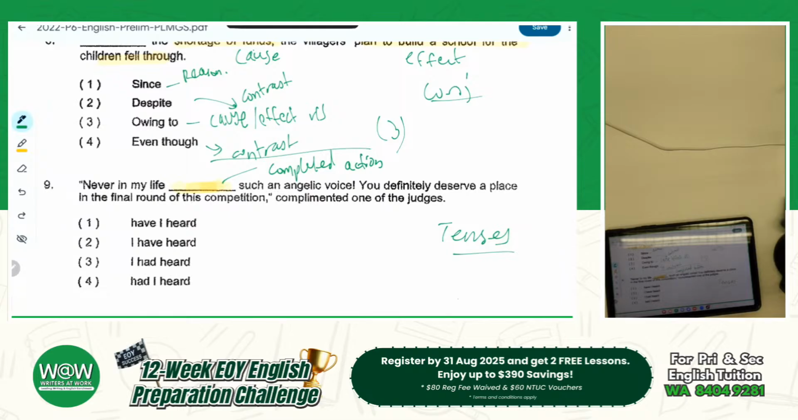The first one is have heard. Okay, just ignore the I first. So when you have heard, this is in present perfect. So in other words, we are looking at how the action is completed, but the effect is still felt.